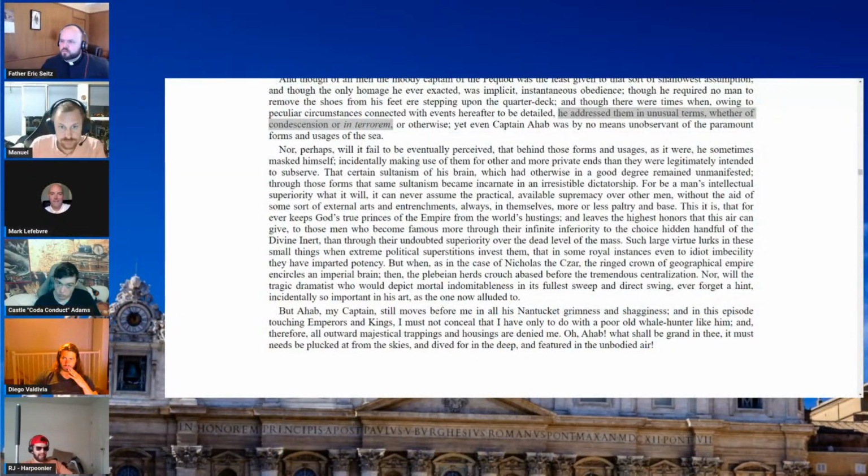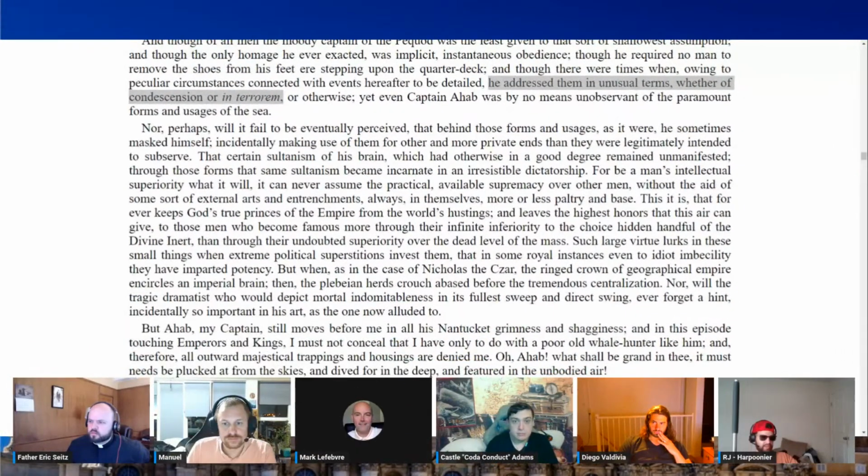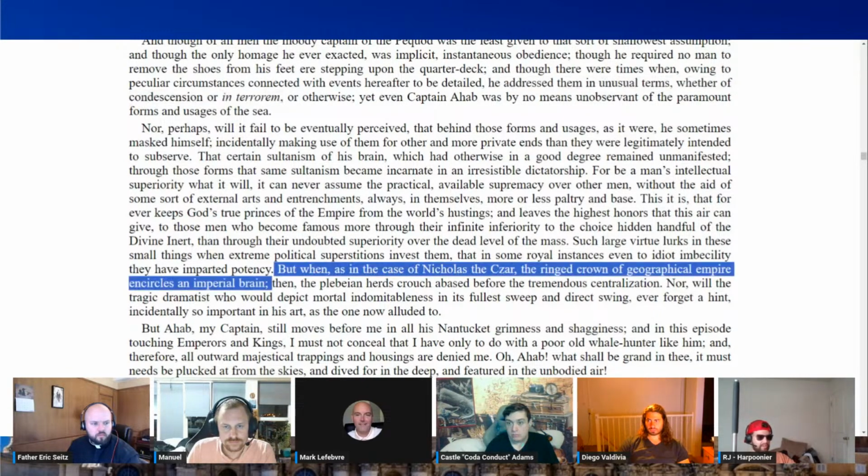So just briefly going back to the specific paragraph that we were looking at. I do think it's worth mentioning that Melville specifically talks about Tsar Nicholas. And Tsar Nicholas I is known for being an autocrat. So it's interesting how he even phrases it.